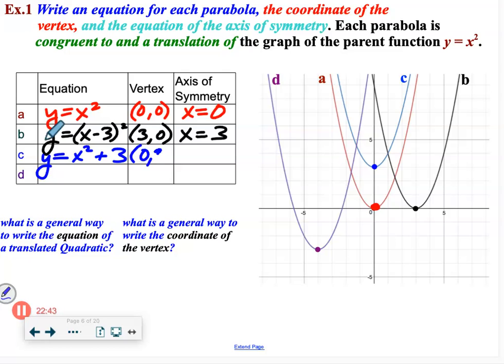What is the vertex of graph C? 0, 3. What's the axis of symmetry? X equals 0.